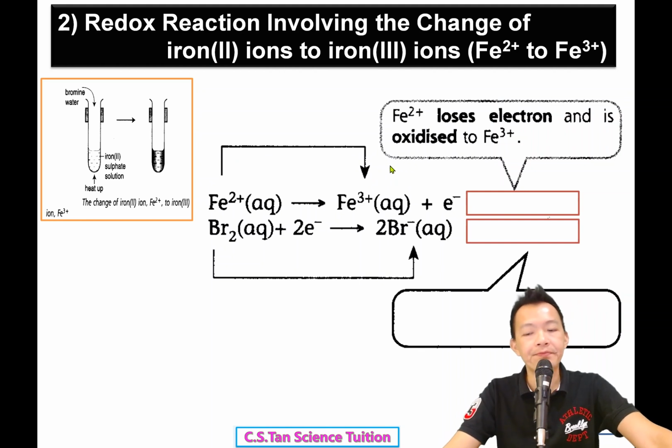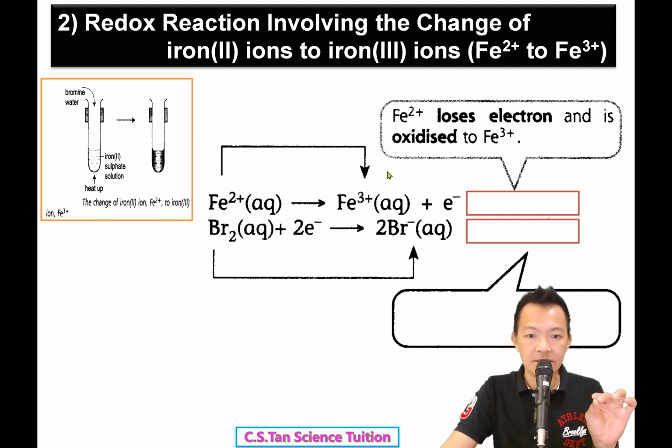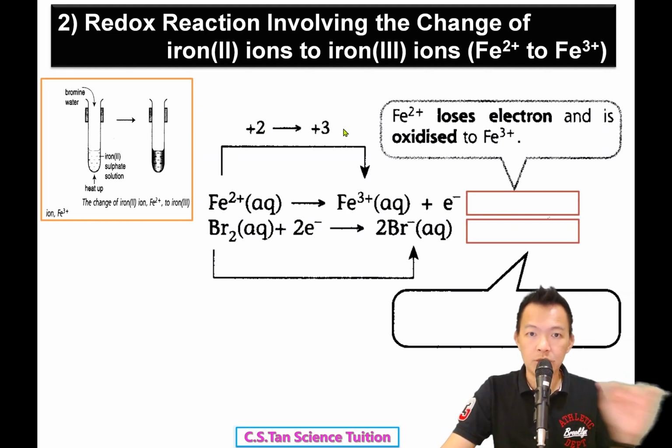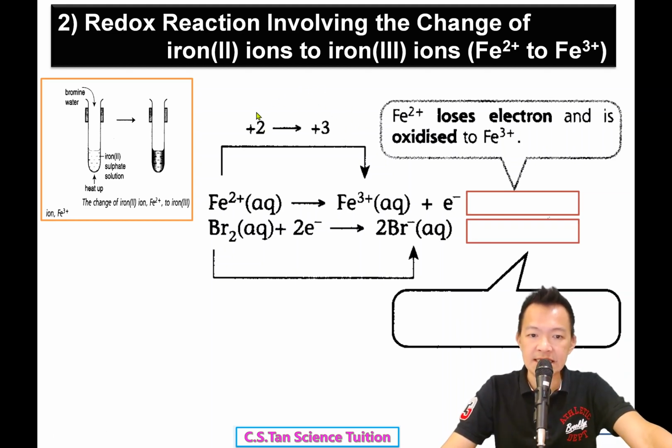Okay. But at the same time, 同时间 what happens? Iron 2, the oxidation number is positive 2. And at the end, it becomes iron 3, positive 3. So from positive 2 to positive 3, an increase in the oxidation number. When the oxidation number increases, this is what we call oxidation. So 丢 electron, oxidation number 增加，这种就叫 oxidation.